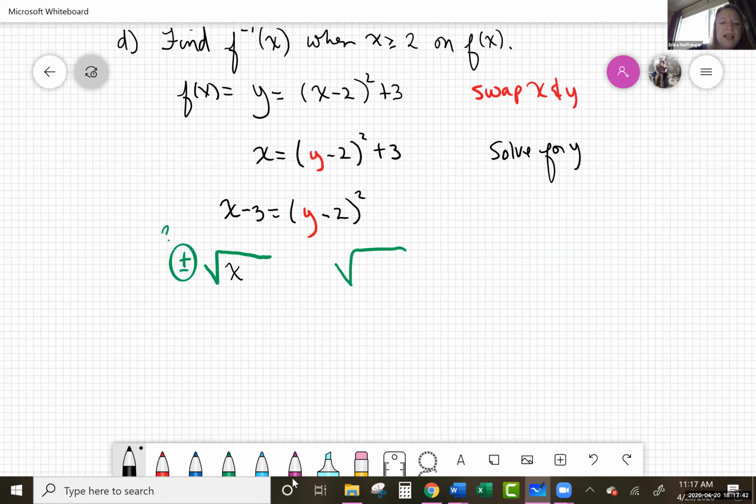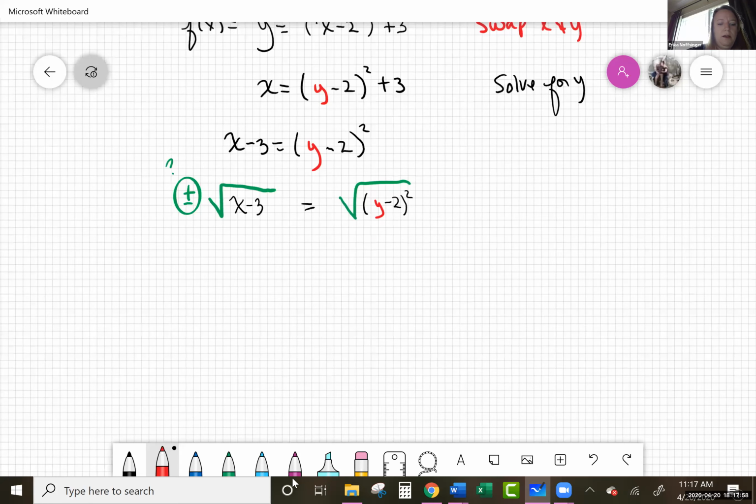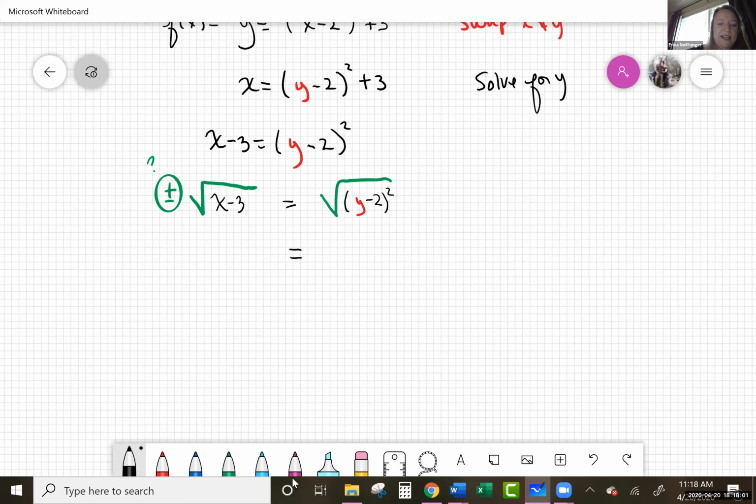So taking the square root of both sides, we get this plus or minus the square root of x minus 3 is equal to the square root of y minus 2 quantity squared. The whole point of that was so we could get rid of that square. So we have technically on this right-hand side y minus 2. And I know I have a square root of x minus 3, I just don't know if it's positive or negative. And then maybe we should just put plus or minus here. We'll come back to it in a minute again.